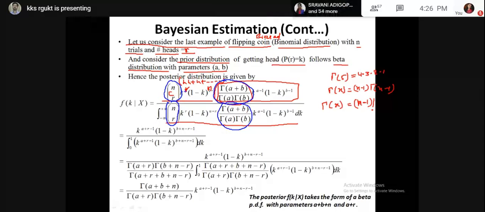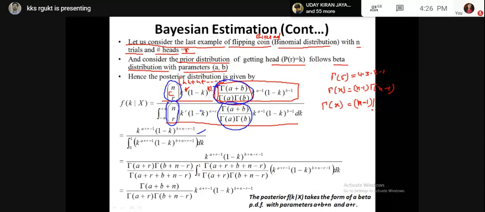And k to the power r multiplied by k to the power a minus 1 will become k to the power a plus r minus 1. Similarly, 1 minus k to the power n minus r multiplied by 1 minus k to the power b minus 1 will become 1 minus k to the power b plus n minus r minus 1. So that is the numerator. Similarly, the same is in the denominator with multiplication.